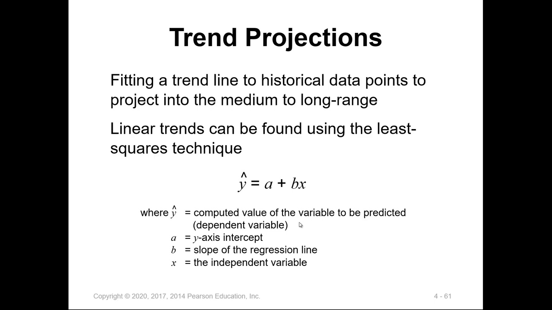Linear trends can be found using the least square technique, where we have y hat equal to a plus bx, the regular equation, where y hat is the computed value of the variable to be predicted, or dependent variable. We call it the dependent variable because it depends on the x as the independent variable. So x is the independent variable, b is the slope of the regression line, and a is the y axis intercept.